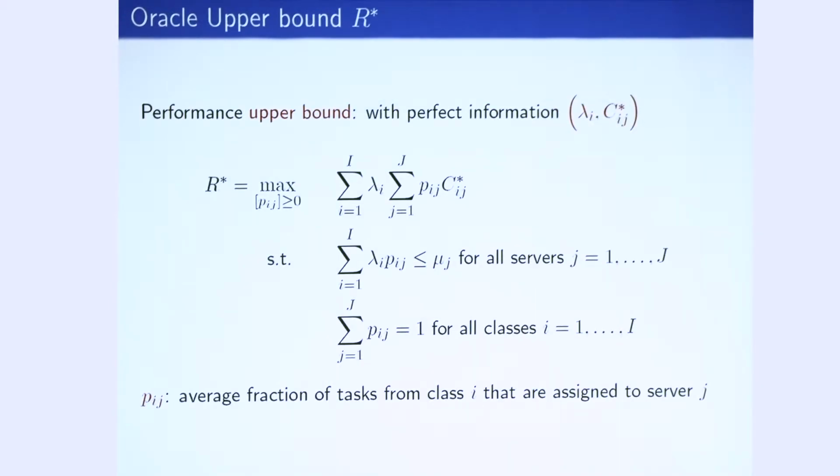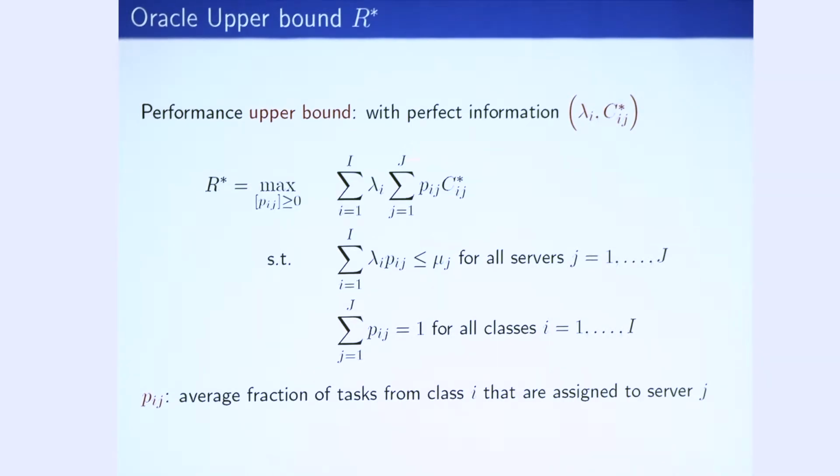So now in order to define a performance metric, let us first try to understand what's the best possible performance that you can get. Here we're going to consider an oracle scenario where this oracle has access to perfect information about all the uncertainties. Then in this case, you can get an upper bound R star as the optimal value of the following optimization problem. So Pij is the average fraction of tasks from class i assigned to server j.